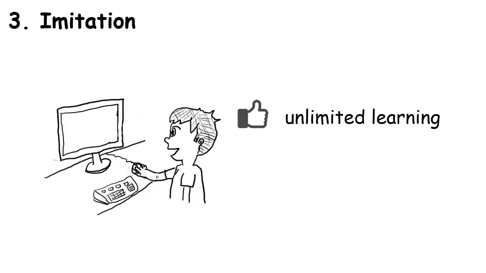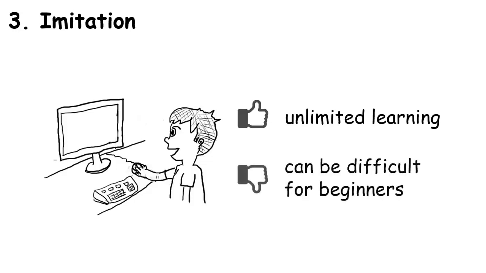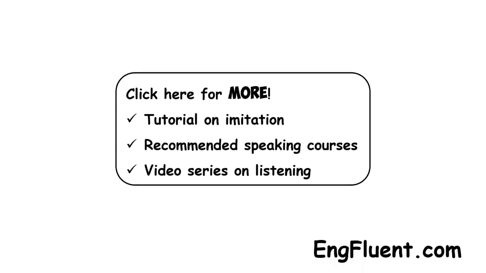But the main problem with this method is that it can be difficult for beginners. If right now you can speak English just a little bit, you may not be able to practice imitation effectively. If that's the case, you might want to start with 1 or 2 speaking courses before you start using this method. Okay, so that's an overview of 3 learning methods that work because they're all a form of implicit learning.